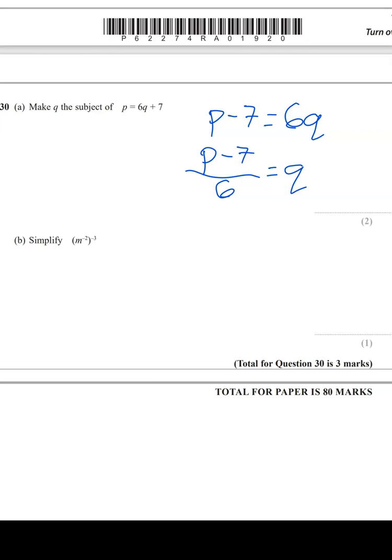Right, okay, now the last one, simplify. We need to multiply these powers. It's a power of a power. So basically we need to do minus 2 times minus 3. Got the double negative, so we end up with a positive, and it's a 6. So it's m to the power of 6. And that is the end of the Foundation Paper 1 from 2020.